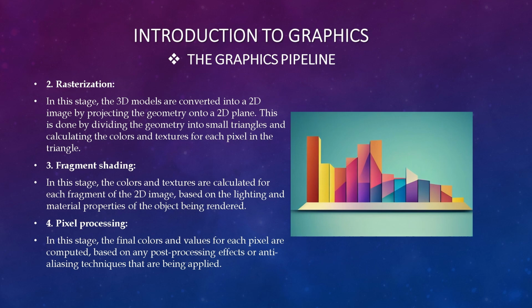3. Fragment shading. In this stage, the colors and textures are calculated for each fragment of the 2D image based on the lighting and material properties of the object being rendered. 4. Pixel processing. In this stage, the final colors and values for each pixel are computed based on any post-processing effects or anti-aliasing techniques that are being applied.